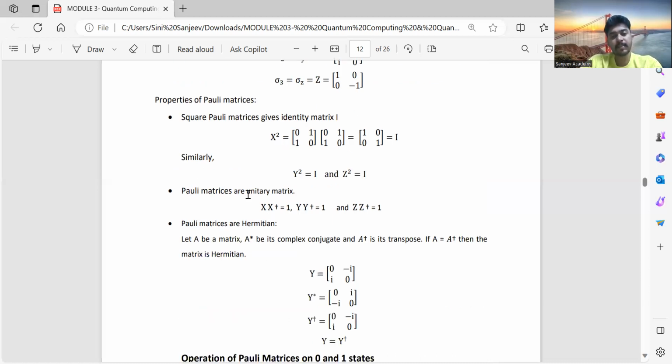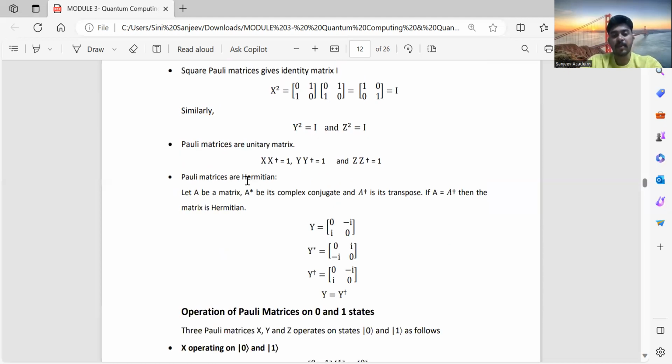Then these are all unitary matrices. In the sense, if I'm multiplying, obviously I'll get the answer as the identity itself. Hermitian: Hermitian in the sense of complex conjugate. Okay, I think we already discussed Hermitian in the last video. Correct? So first you take the complex conjugate, that is changing the signs of i, and then converting rows into columns or columns into rows respectively. That's all.